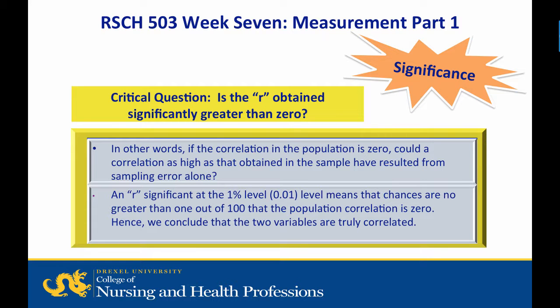When using correlation coefficients to determine if a relationship exists between two variables, the critical question is this: is the R obtained statistically significantly greater than 0? In other words, if the correlation in the population is 0, could a correlation as high as that obtained in the sample have resulted from sampling error alone? An R significant at the 1% level, that is 0.01, means that chances are no greater than 1 out of 100 that the population correlation is 0. Hence, we conclude that the two variables are truly correlated.